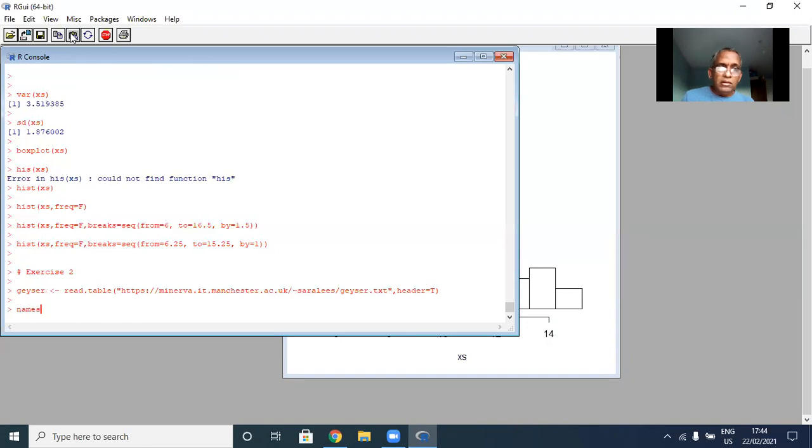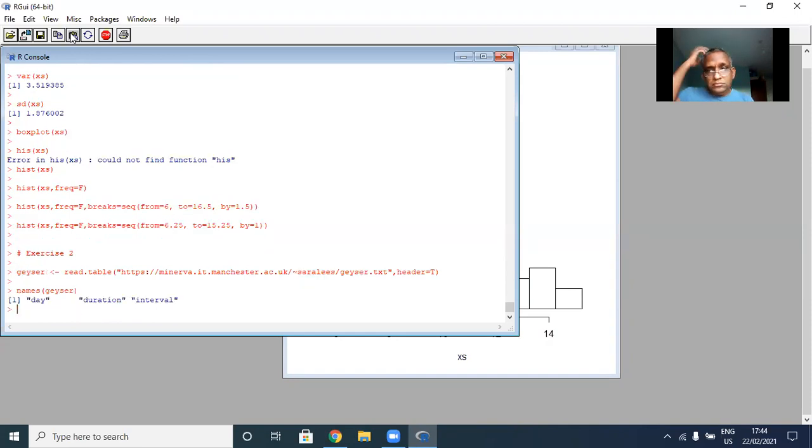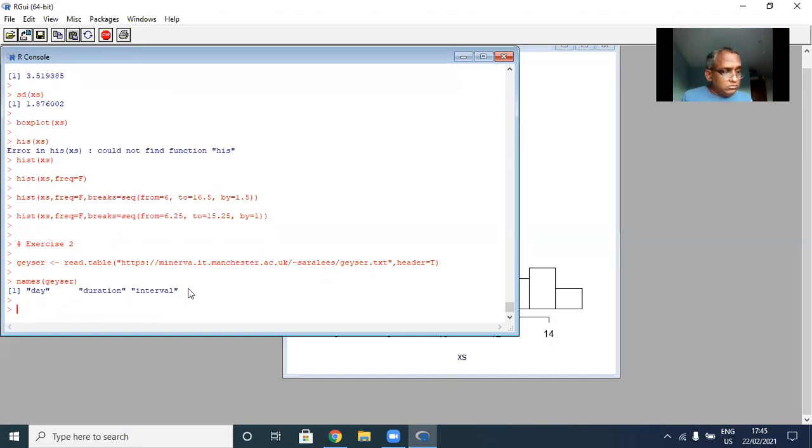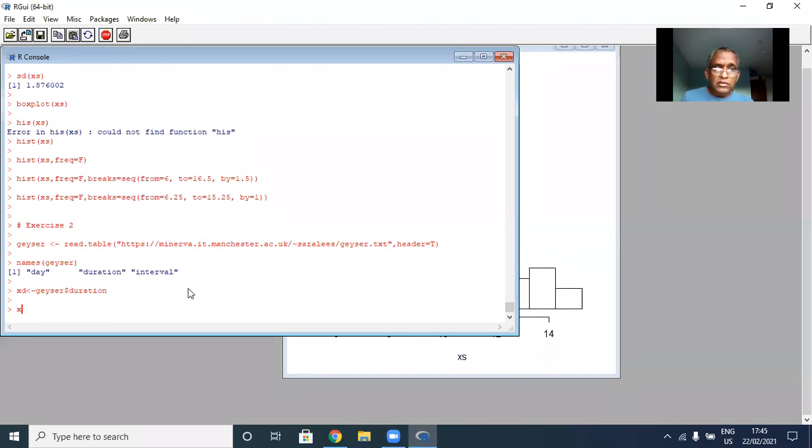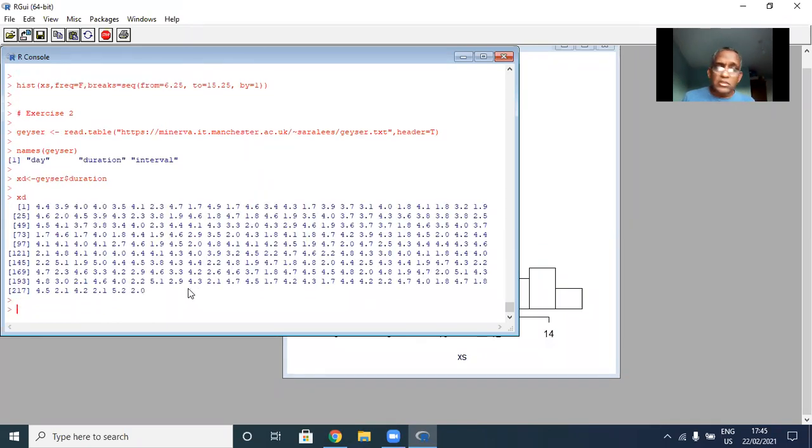Now if you type names of the data set, it will show you the names of the columns, the day, duration, and the interval. All right, the column that we are interested in is the second column. So I'm going to pick up Geyser dollar duration. It will pick up the second column. And let me call this XD. You can call it any other name. So this is the column that we are interested in.